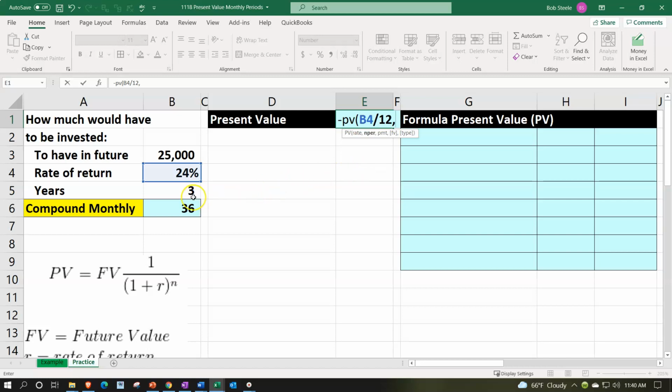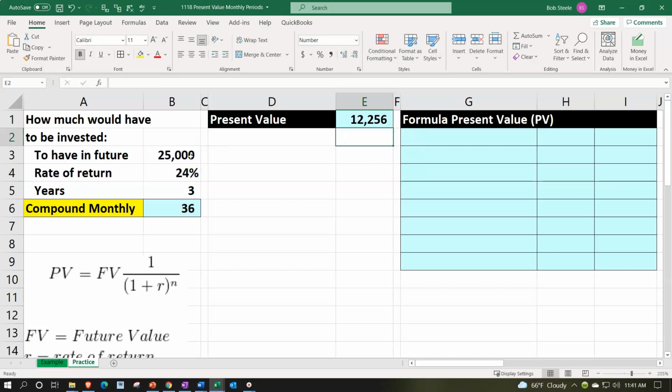Now, it was 3 years. They might give you 3 years, in which case you would take 3 years times 12. Or we already did that here, which is 36 periods. So 36 periods, comma, and then the payment, that would be for an annuity. This is not an annuity, this is a present value of 1. So 2 commas, bringing us to the future value. The future value where we want to get to is the 25,000, picking up the 25,000 and enter.